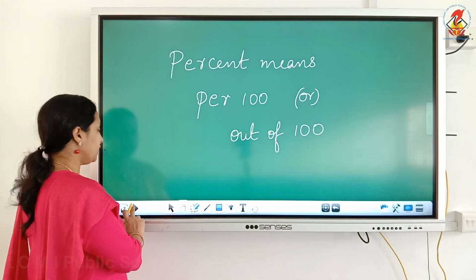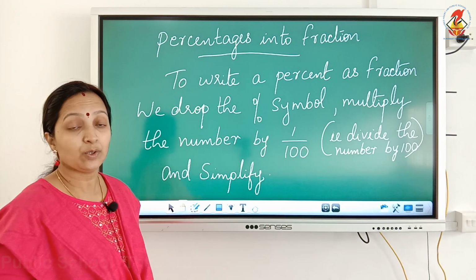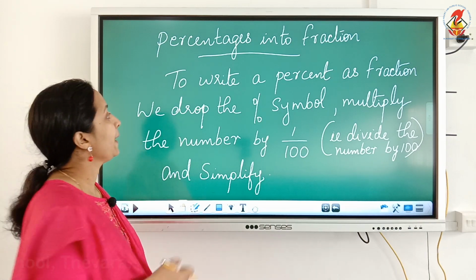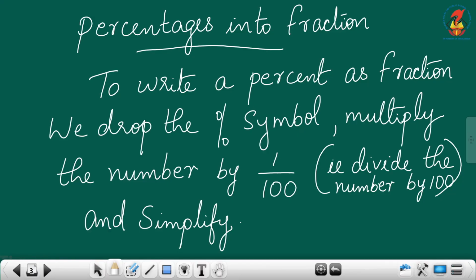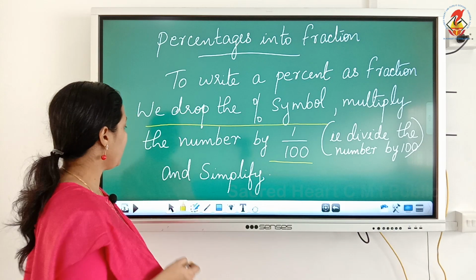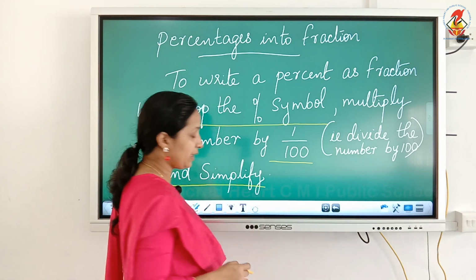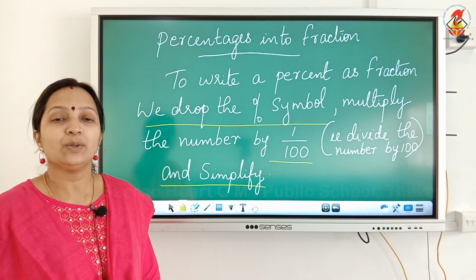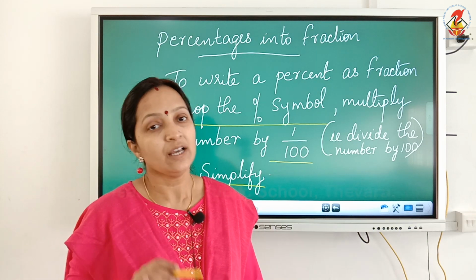Now how to convert percent to a fraction? To write a percent as a fraction, what you have to do children? We drop the percentage sign and multiply the number by 1 by 100. Multiply the number by 1 by 100 means what? Just divide the number by 100 and simplify. Simplify means what? If it's a fraction, you have to reduce the fraction to its lowest term.